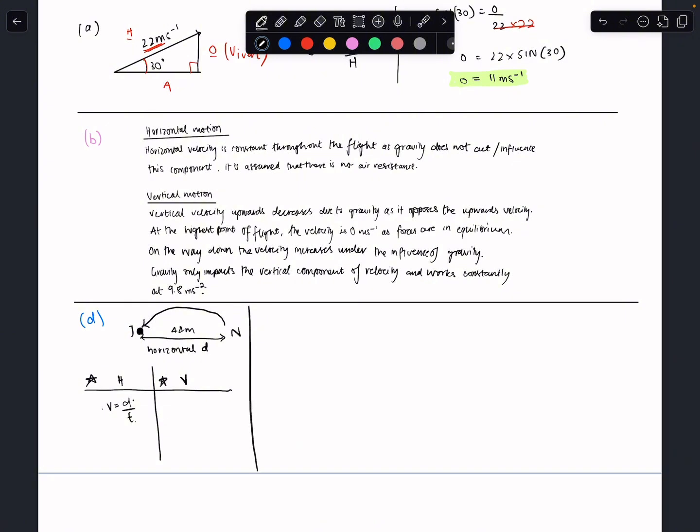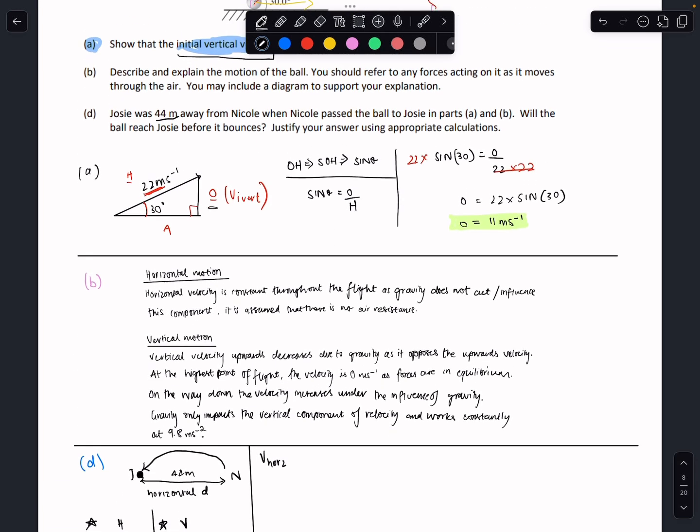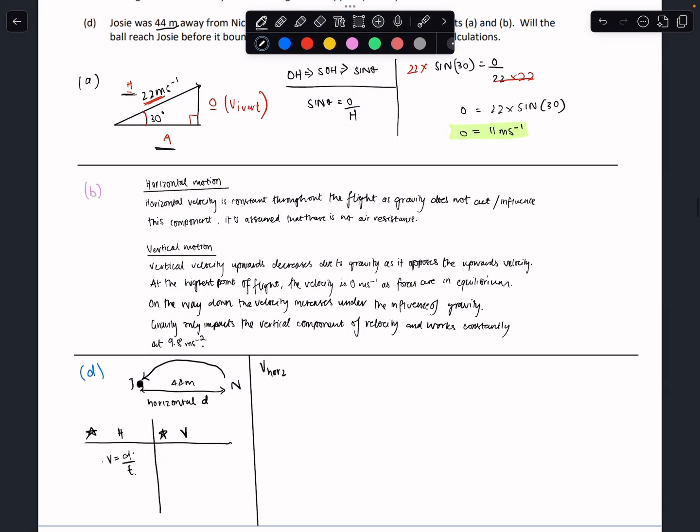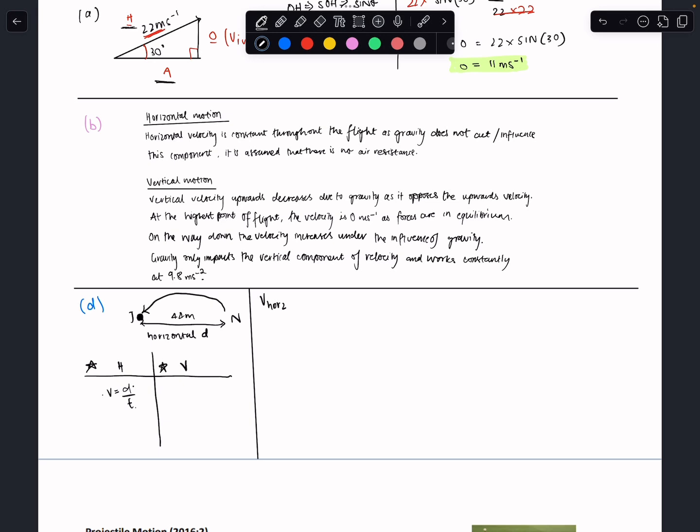We can first work out our horizontal velocity. How do we do that? Well, up top over here, we've worked out our vertical velocity, okay, using trig. In the same way, we can work out our horizontal velocity over here. So if we want to work out the adjacent, which is our horizontal component, and we've got the hypotenuse, which is 22, we need to use CAH, which essentially is our cosine function.